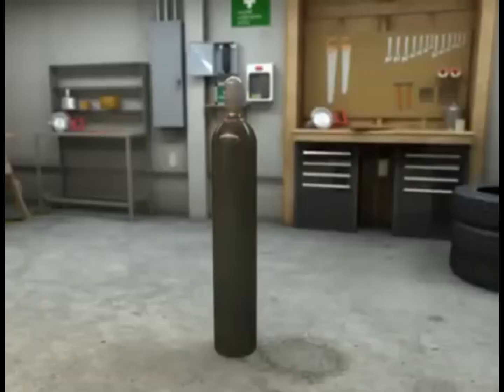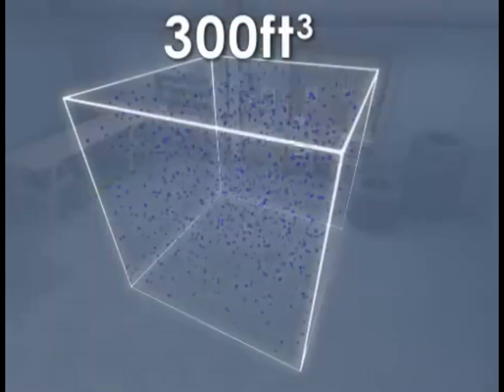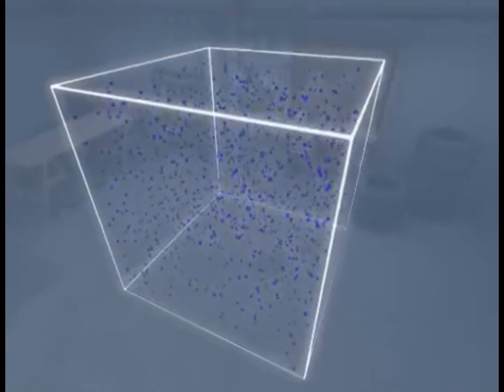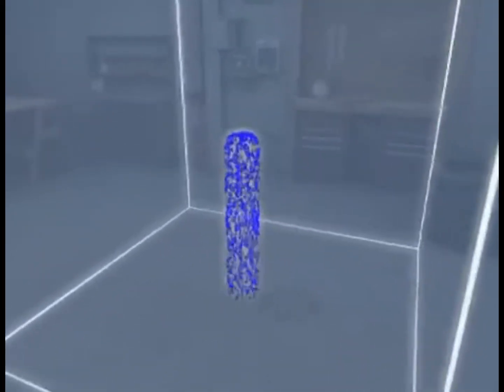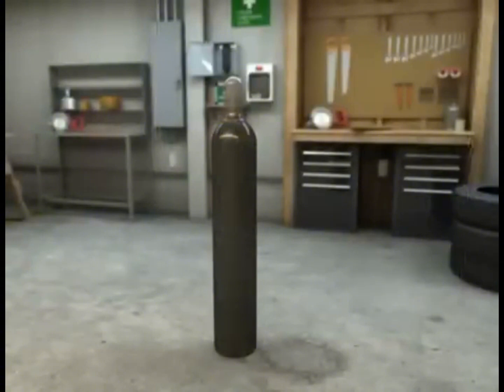When a typical cylinder is filled to its design pressure of 2400 psi, it will contain almost 300 cubic feet of atmospheric pressure gas, or about 160 times the internal volume of the cylinder. This compression of gas represents a tremendous amount of stored energy.